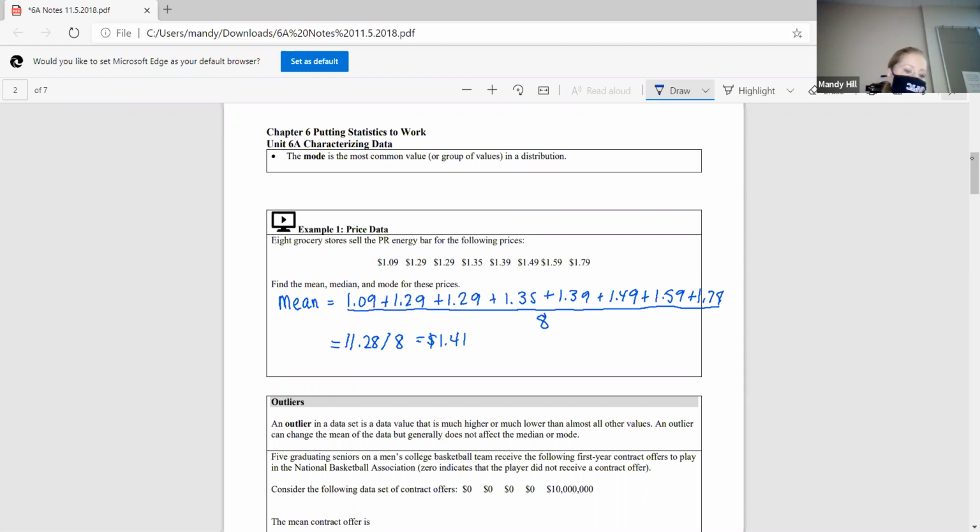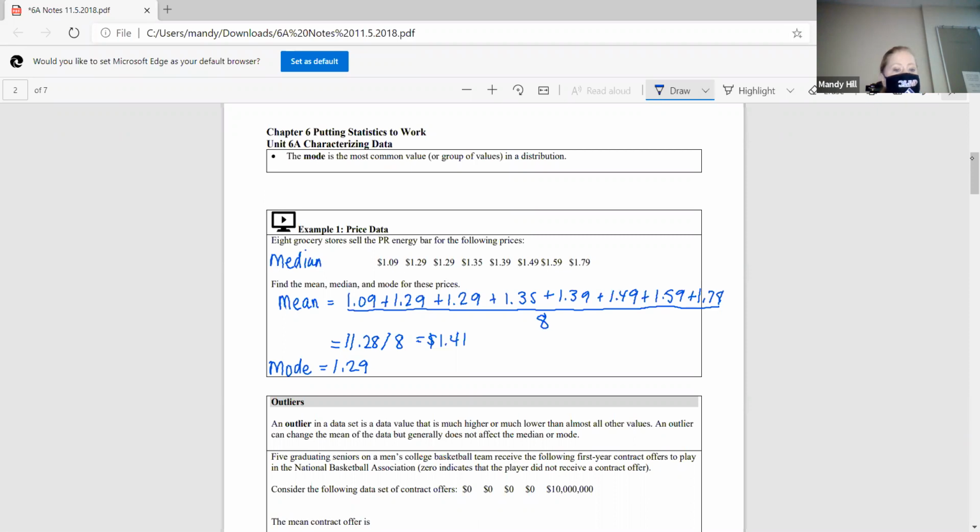Okay, if I wanted, the mode is really easy to talk about. The mode is the one that's listed the most, and these are already put in order for me. And the only thing I see 2 of is $1.29. So $1.29 is going to be the one that would be listed the most here. That's my mode.